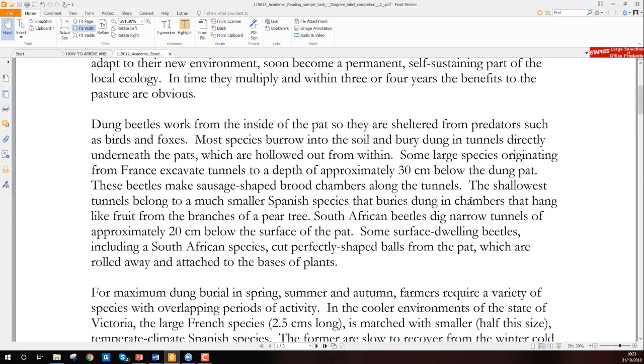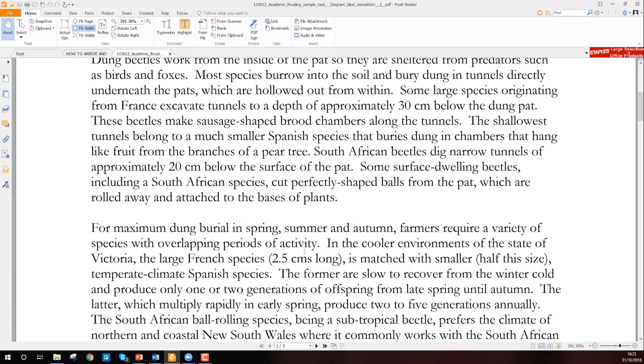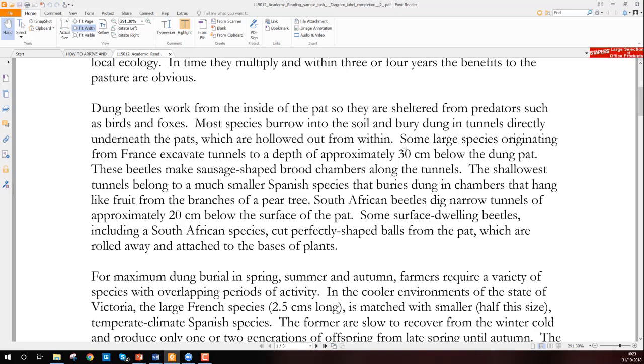So you can see that 2.5 centimeters long. Okay, so it's talking about something different there. So you can see this one was very easy to find. The French one was quite easy to find. This one was a little bit more difficult to find because you would have to differentiate between ball roller and a normal one. This one was a little bit more difficult because it didn't put 10 centimeters.